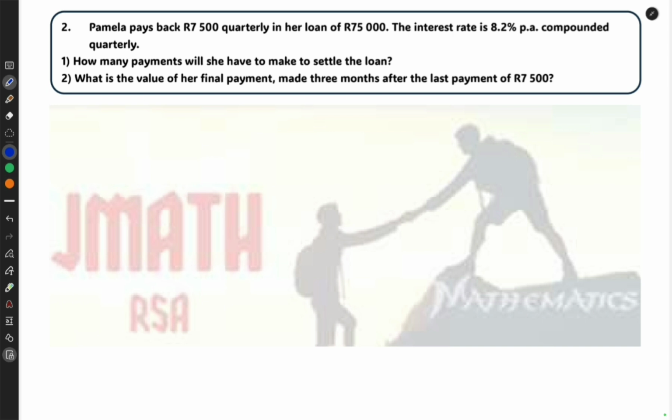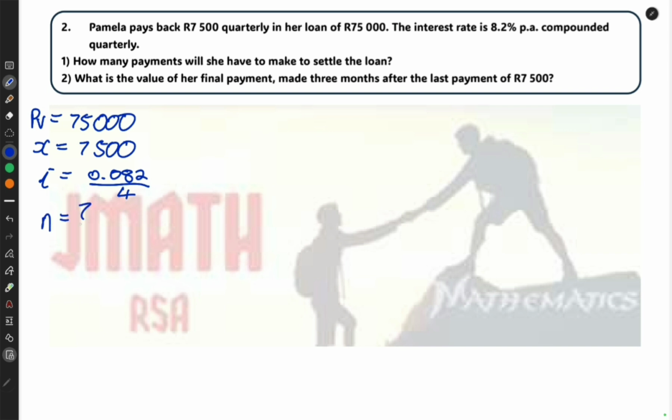So for question 1, we are just again going to do a log sum to figure out how many payments need to be made on this loan. So let's start. We know that the present value is going to be 75,000 Rand. We know that X is just going to be 7,500. And then i is going to be 0.082. And it's quarterly, so watch out for that one. And then n is what we need to work out. So let's just sub that into the present value formula and see what we get.